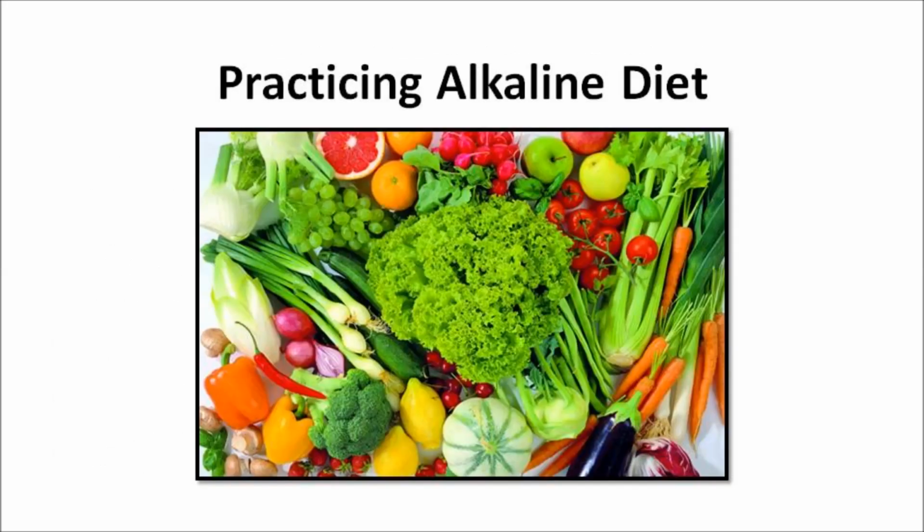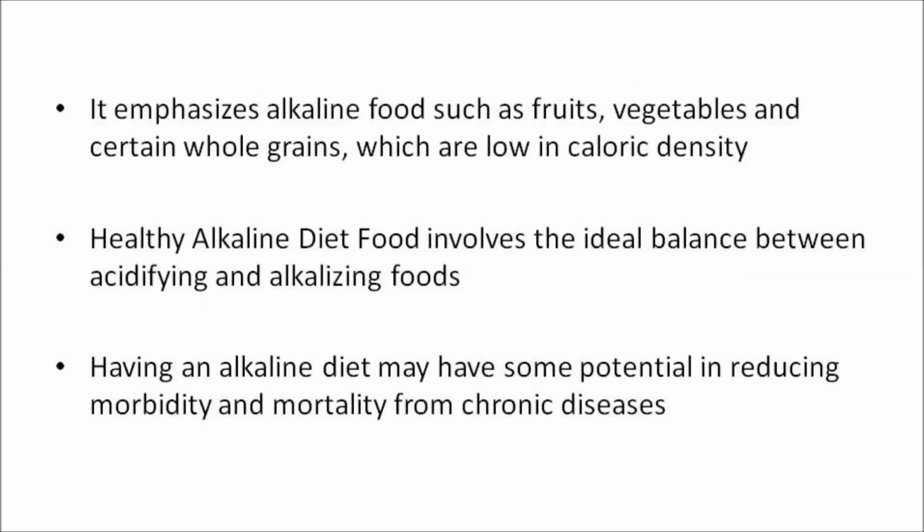The alkaline diet is also known as the alkaline ash diet or acid-alkaline diet. It emphasizes alkaline foods such as fruits, vegetables, and certain whole grains, which are low in caloric density. A healthy alkaline diet involves the ideal balance between acidifying and alkalizing foods. Having an alkaline diet may have some potential in reducing morbidity, as well as mortality from chronic diseases.